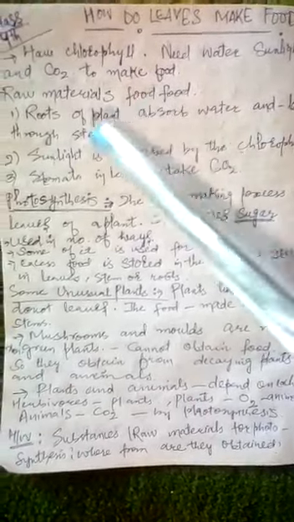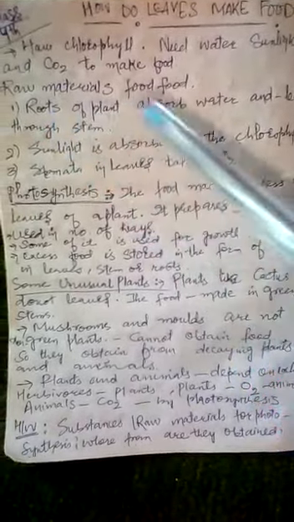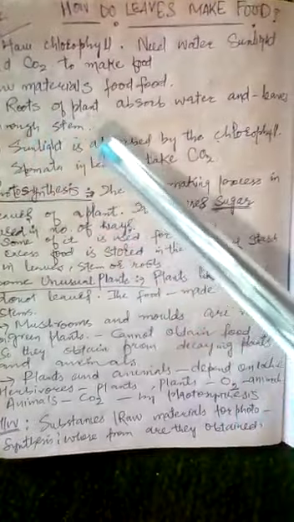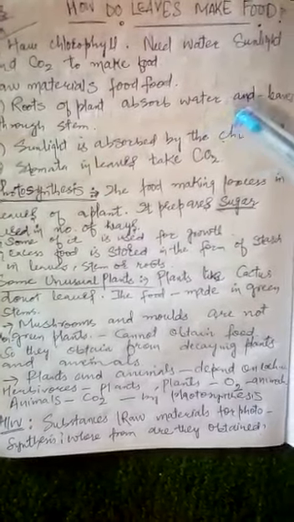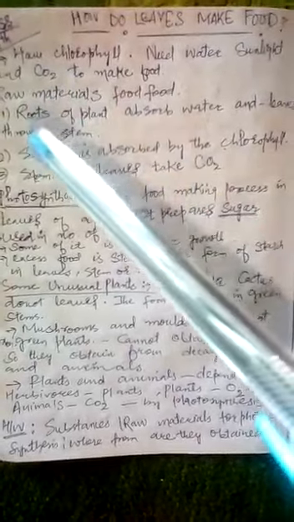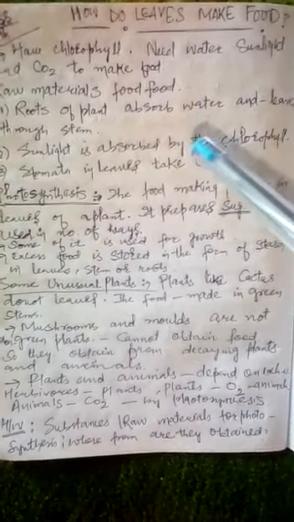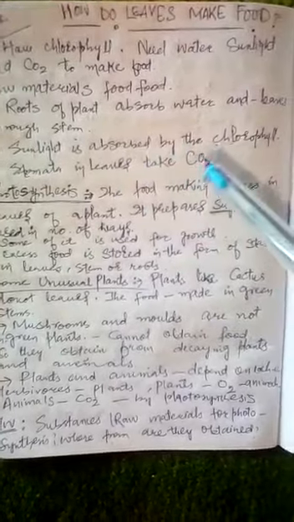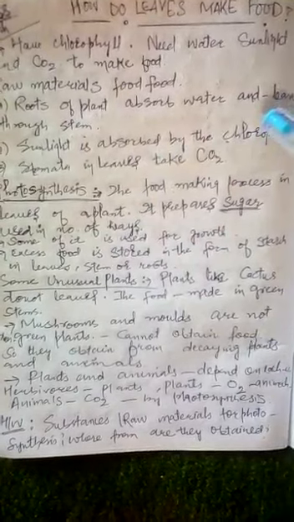Students, we will see what are the raw materials which are needed by a leaf to make food. First one, as we already read, roots of a plant absorb water and let this water go into the leaves through the stem. So the first raw material is water, and how is this water obtained? Due to the presence of roots. These roots of a plant absorb water and take this water through the stem towards the leaves.